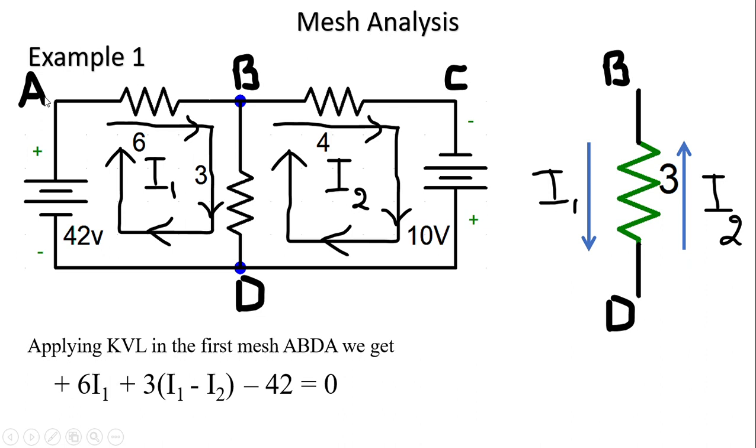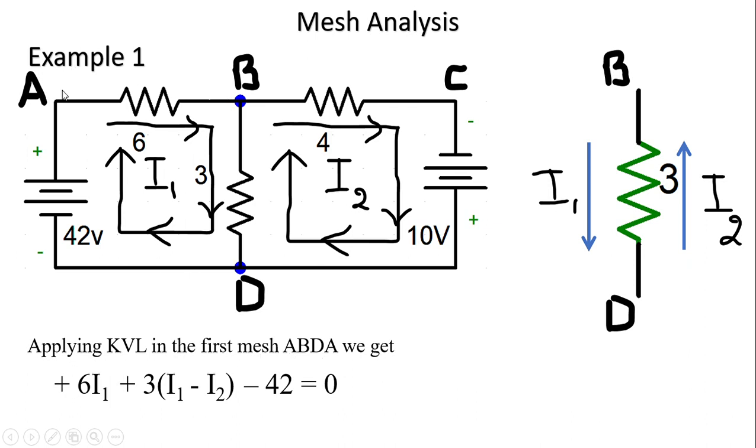First, identify the number of meshes and assume the current directions in the meshes. So the first mesh is I1, the second mesh is I2. The current in this particular branch is going from A to B. In the branch B to D, I1 is flowing from B to D, whereas I2 is going from D to B, right? So let us apply KVL in the first mesh ABDA.